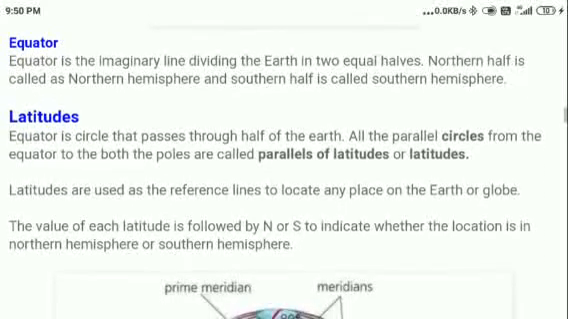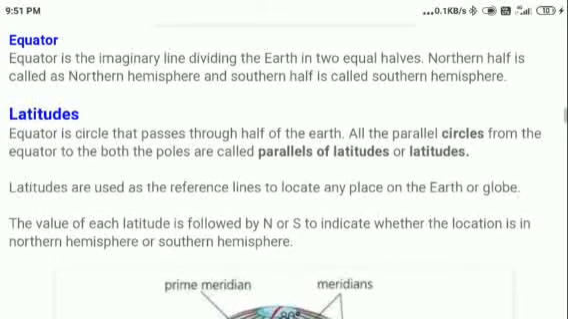So as I told, equator is an imaginary line dividing the earth into two equal halves. It is an imaginary line, actually a circular line, a circle around the earth at the center, and this circular plane is perpendicular to the axis. This circular plane, or equator, divides the earth into two equal halves. The north half is called the northern hemisphere and the south half is called the southern hemisphere.